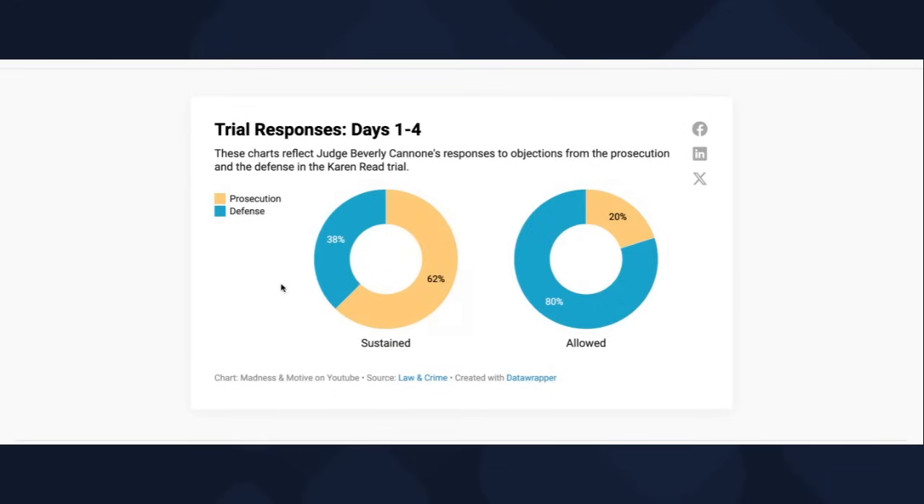Watching the trial, it felt different than this looks. That's the whole point of an exercise like this: to count things up, record instances, put it in a visual and look at it. It's a different thing than watching the trial. So things are a bit more even over here. In terms of allowed, when the defense objects, 80% of the time the judge went ahead and allowed for the prosecution. And the inverse of that is 20% of the time when the prosecution objects, she allows it.